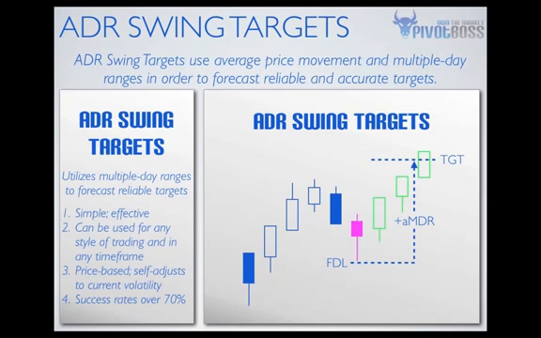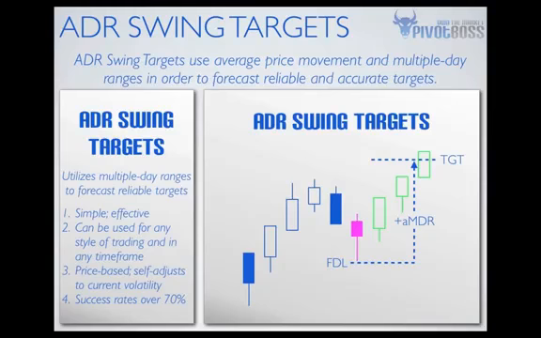ADR swing targets basically show that you're able to forecast high probability targets based on average price movement. When you identify average price movement, you're basically using average daily range, right? That's average price movement. But you can also do so on a multiple day basis as well. So if you're looking at a 2, 3, 4, or 5 day multiple day range, then you're able to forecast targets 2, 3, 4, or 5 days into the future, given average price movement.